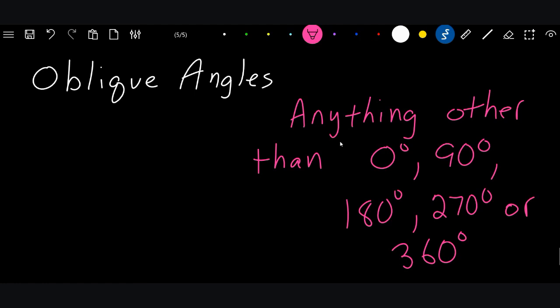If it lands on those, they actually have another name that we'll get to in trigonometry, and I don't think we'd really talk about it in geometry, but I'll just throw it out there because I know you guys like to learn new things. Those are called quadrantal angles. The 0, 90, 180, 270, and 360 are called quadrantal. They have another name and other functions in trigonometry. When we get there, you'll learn all that stuff. But oblique angles are anything other than those quadrantal angles.